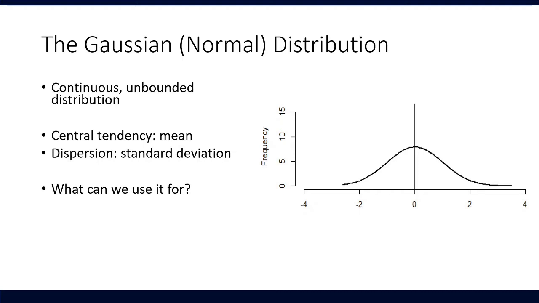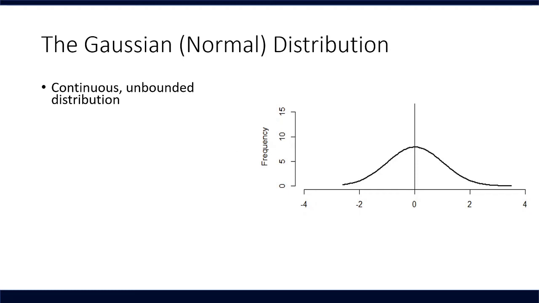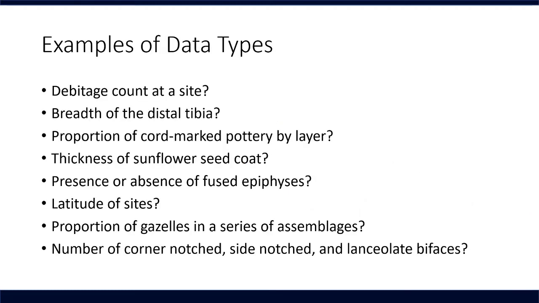Now, what can we actually use a normal distribution for, right? I said this is perhaps the most common type of probability distribution, and if any of you have taken statistics classes in the past, I guarantee you that most of the time you spent in that statistics class was spent thinking about normal distributions and data which are normally distributed. But let's go back to that previous slide and think about these 8 different examples. Are any of these actually going to be normally distributed? Debitage counts, breadth measurements, proportions, thicknesses, presence or absence.